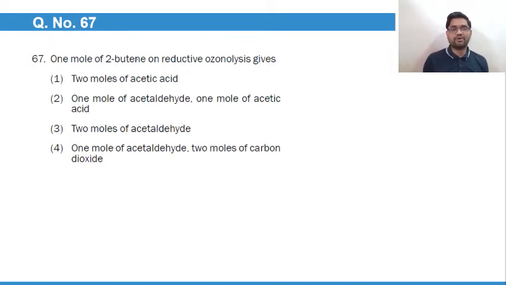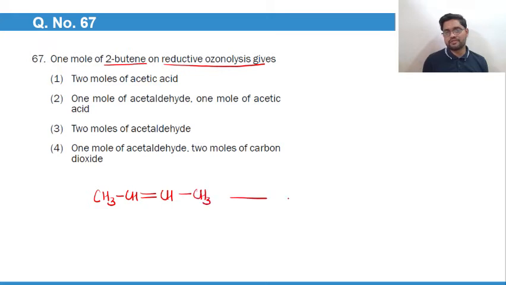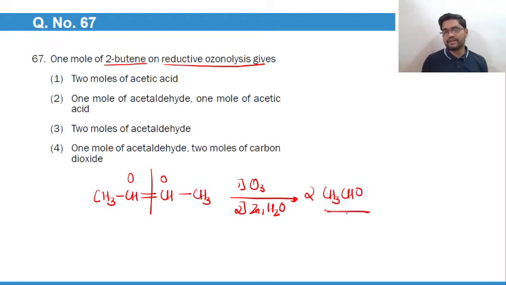Question 67: 1 mole of 2-butene, CH3CH=CHCH3, on reductive ozonolysis gives what? The first step is the addition of ozone in the presence of a non-polar solvent, and then reductive ozonolysis uses zinc in water. The shortcut is to break the bond and add oxygen. So you will get 2 CH3CHO, that is acetaldehyde. So 2 moles of acetaldehyde. We'll go with option number 3.